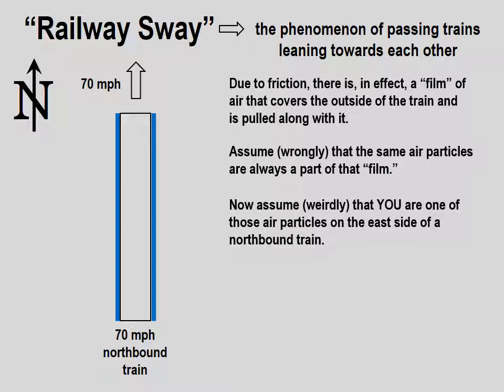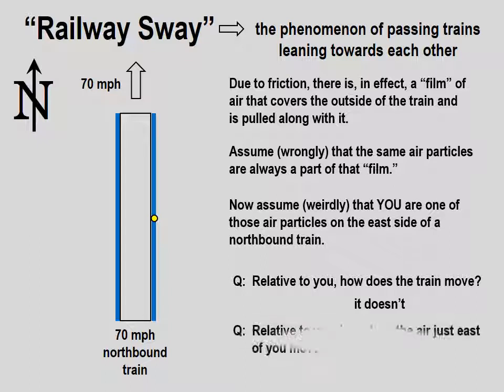Now assume, weirdly, that you are one of those air particles on the east side of a northbound train. So this little dot is you. You are an air particle going along. You're essentially kind of stuck to the train. You're a part of this film. You go along with the train. Let's ask a question. Relative to you, how does the train move? Well, the answer is it doesn't, because you're part of this film and you're moving along with the train. So you have no relative motion relative to the train.